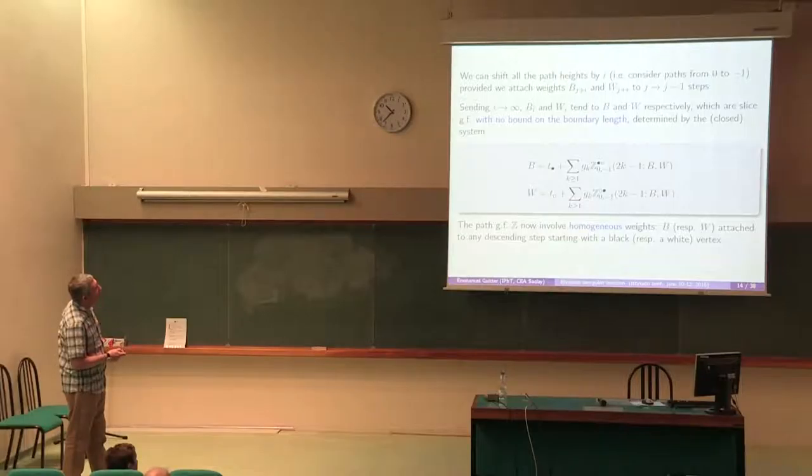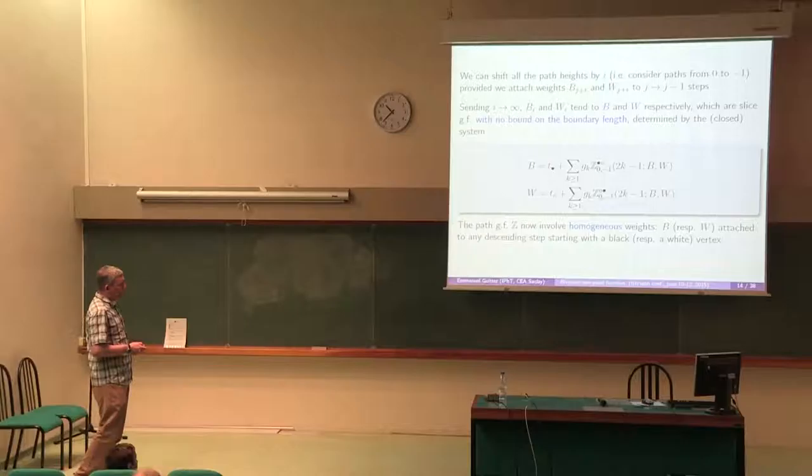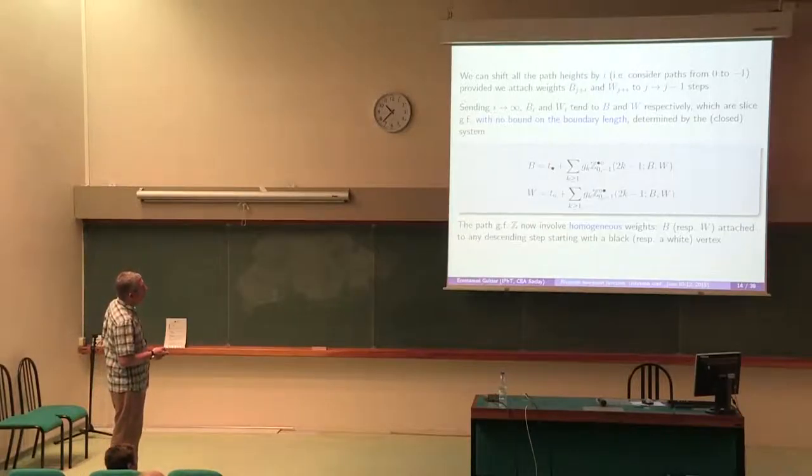So in the end, what you end up with is a closed system for b and w, the slice generating functions for black rooted or white rooted slices with no bound whatsoever on the length of the left boundary. So they are related by this system of equations. And here, what I call double-bar Z is simply a Z which now involves homogeneous weights which are independent of the height of the path. So they simply depend on whether you start with a black vertex or with a white vertex.